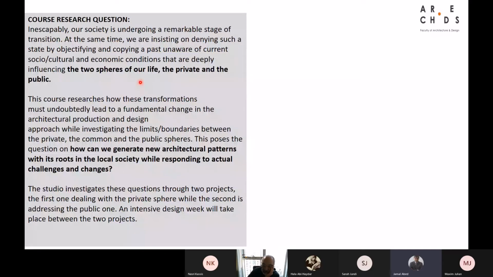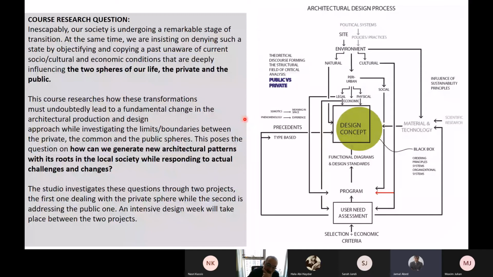In the beginning, the studio wanted to address these questions through two projects, one that focused mostly on the private sphere, while the other eventually that has to be applied onto the system and processes of design that is in front of you. It means that the students had to be subjected to site and analysis from a natural and cultural perspective, looking into a peri-urban condition and analyzing it from a legal, physical, and economic perspective, allowing that analysis to move into the design concept.